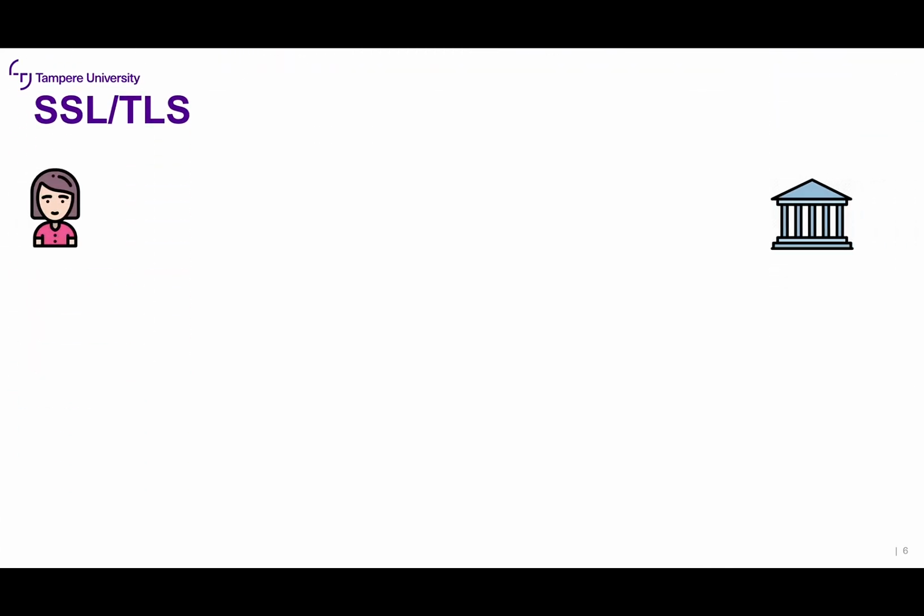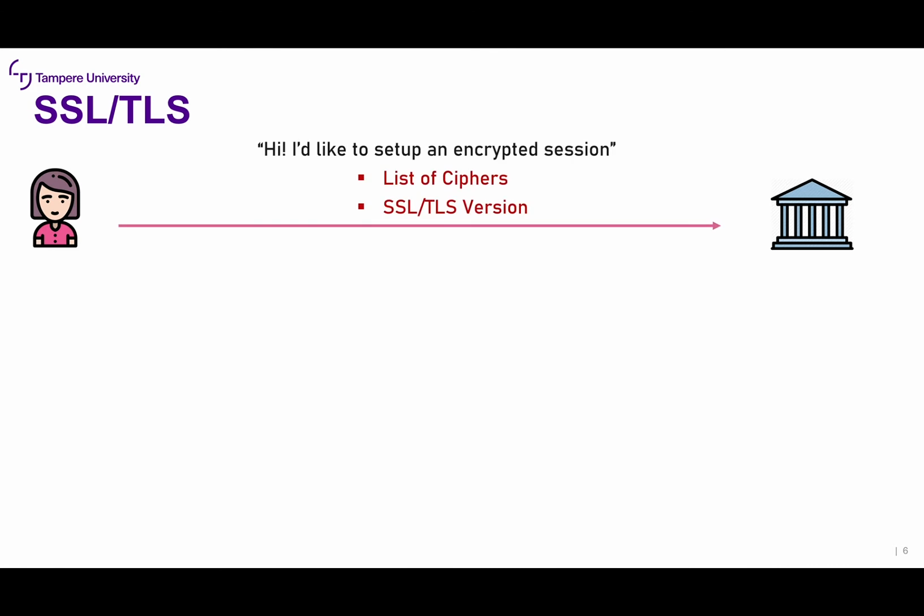So again, Alice and Trent. So Alice contacts Trent, says, "Hi, I'd like to set up an encrypted session with you. Here is a list of ciphers that my browser supports. And here is the SSL TLS version that my browser supports. Here is a list of cryptographic hash functions that I can use," and so on and so forth.